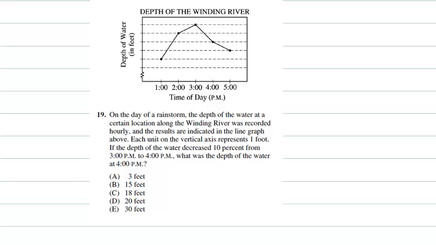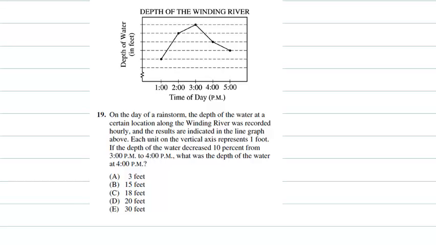Here's a problem from College Board's 2011 practice test. On the day of a rainstorm, the depth of the water at a certain location along the winding river was recorded hourly, and the results are indicated in the line graph above. Each unit on the vertical axis represents 1 foot. If the depth of the water decreased 10% from 3 p.m. to 4 p.m., what was the depth of the water at 4 p.m.?